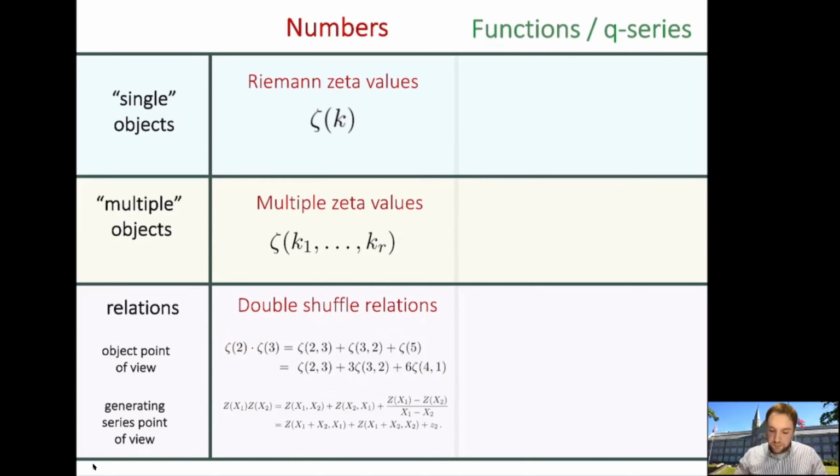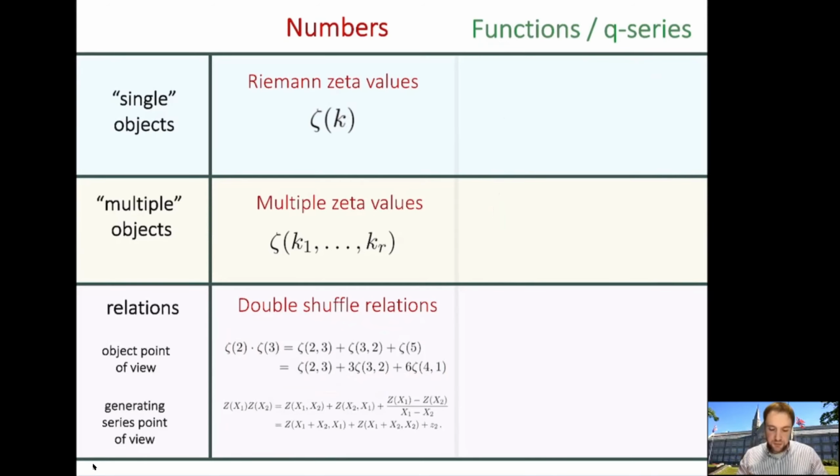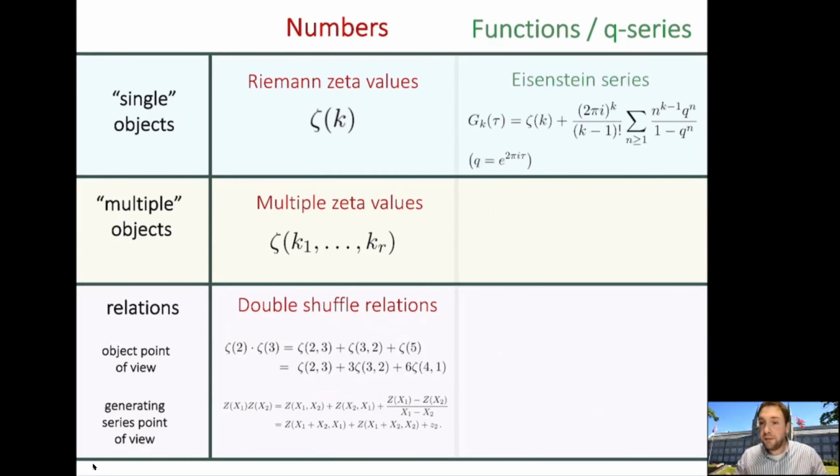Okay, so now let's move to the second column, to the functions. So what are the single objects in this column? This will be the Eisenstein series. The connection of these 2 objects, Riemann zeta value and Eisenstein series, is given by the fact that the Riemann zeta value appears as a constant term in the Fourier expansion of these Eisenstein series. And these Eisenstein series are the building blocks of modular forms for the full modular group. And they are also the building blocks for the so-called quasi-modular forms.